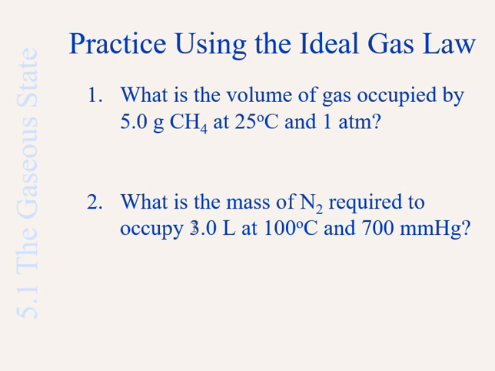Your volume is 3 liters. Temperature is 100 degrees Celsius, which you will have to convert to Kelvin. And 700 millimeters of mercury will have to be converted to atmospheres. 1 atmosphere equals 760 millimeters of mercury. So use that as a conversion factor to find out how many atmospheres is equal to 700 millimeters of mercury.